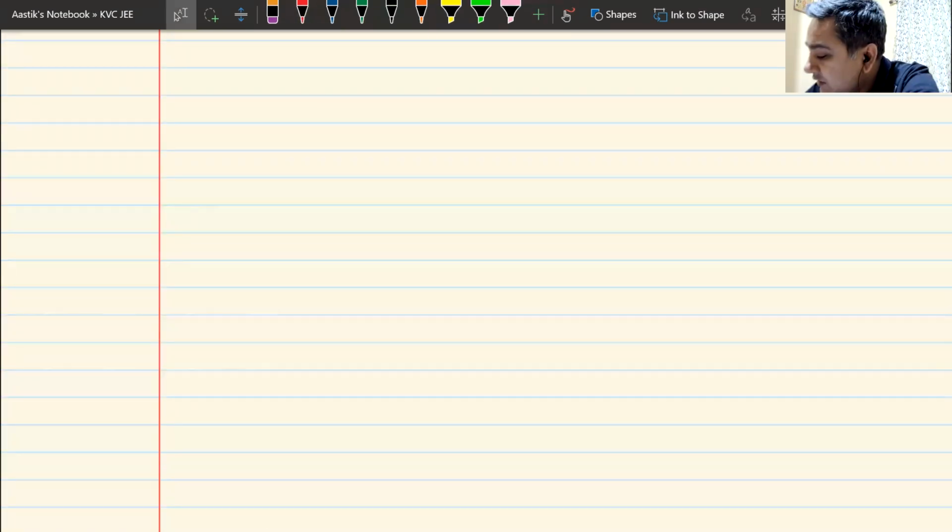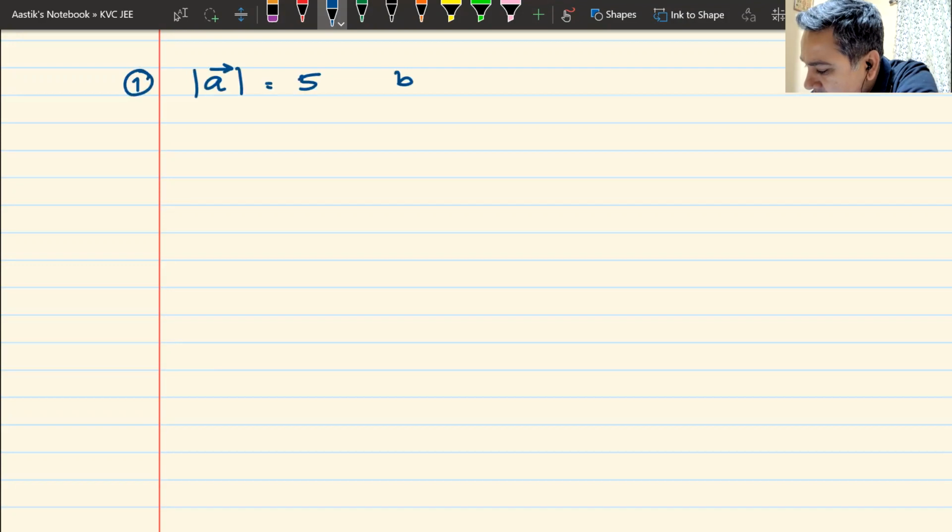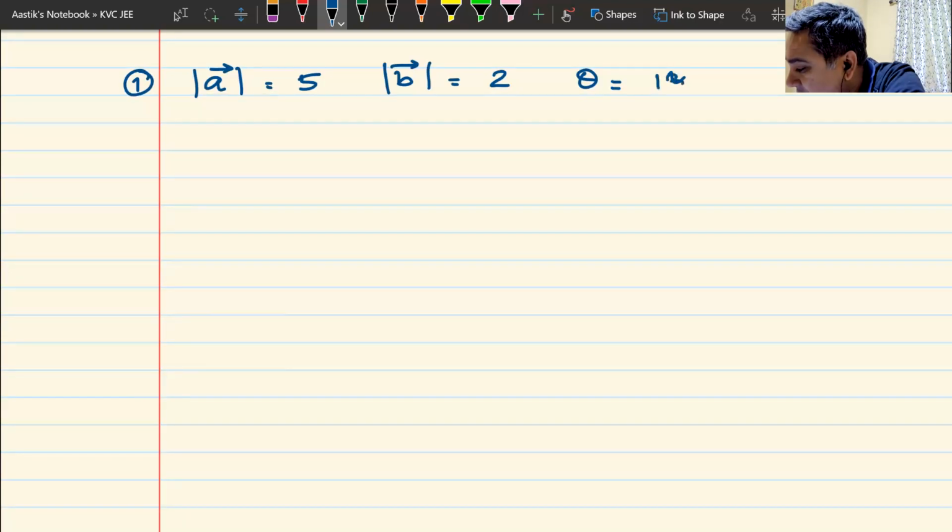And this is the first question. Let me just call it vector because I have not defined force in the right way. Question number 1, vector A ka magnitude is 5 units. Vector B ka magnitude is 2 units. The angle between them is 135 degrees. Find their dot product. Can you find out the dot product of these two vectors?